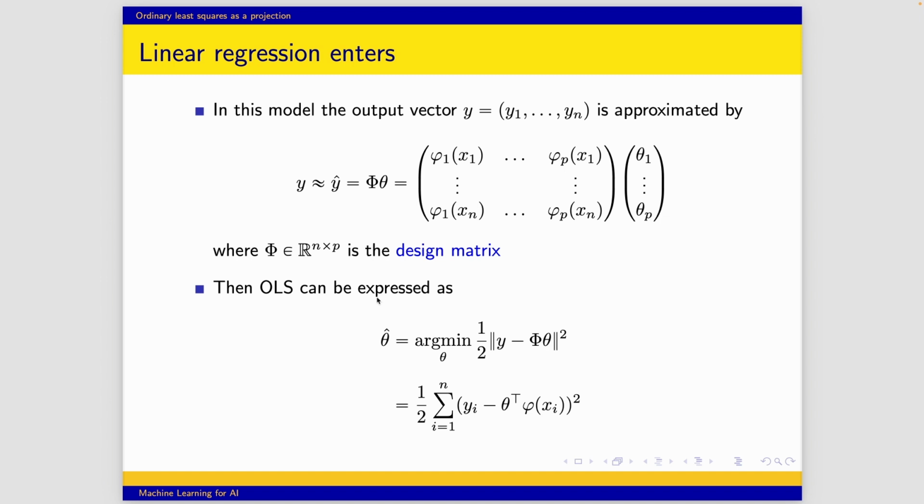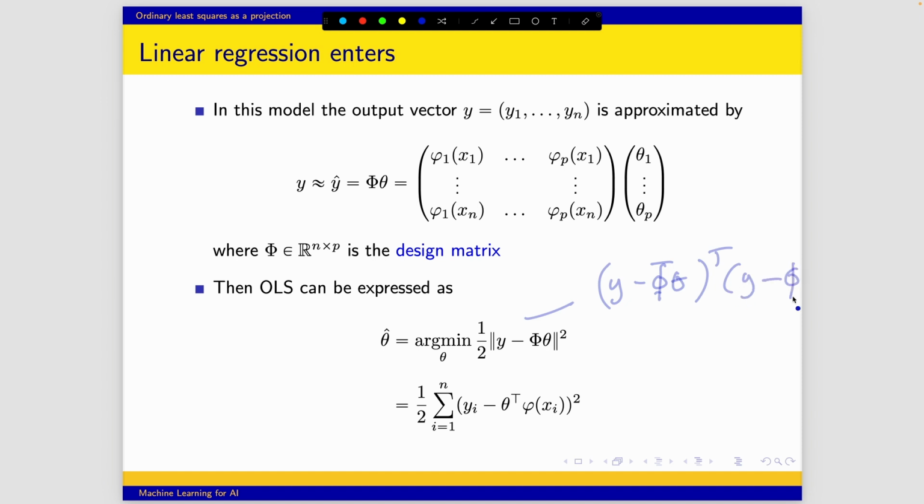And then we can express our ordinary least squares problem as this minimization. We want to minimize the total square error, which is this thing here. So explicitly it's this, and we can write it as the dot product of this vector y minus phi theta with itself, which is equal to the 2 norm of this vector. So this thing here is y minus phi theta dot product with itself, which is exactly the 2 norm.